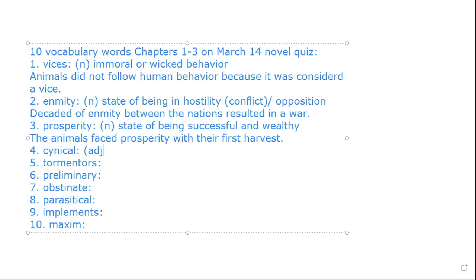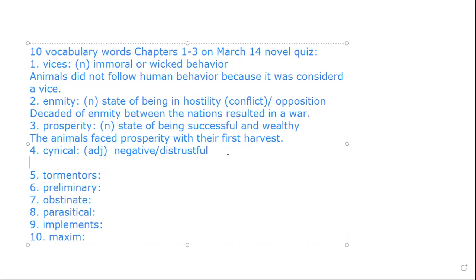Cynical is an adjective and it's used to describe someone who is very negative, a negative person, someone who basically doesn't trust anything, someone who is always looking at the negative side. The person is distrustful. These are adjectives. Someone who's negative always sees the bad and never sees the good in situations. And the cynical character that we meet in the novel is, of course, our infamous Benjamin.